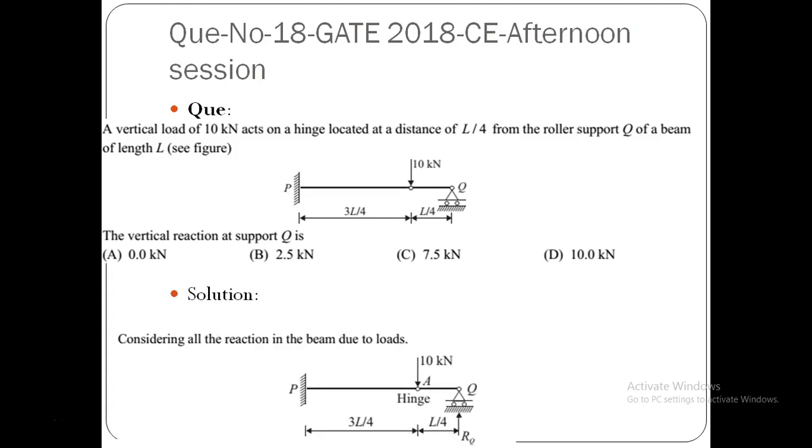if we consider all the reactions in the beam due to load, so this is the fixed support, then we have the hinge here, and then this is the roller support, and this particular vertical reaction RQ is to be calculated.